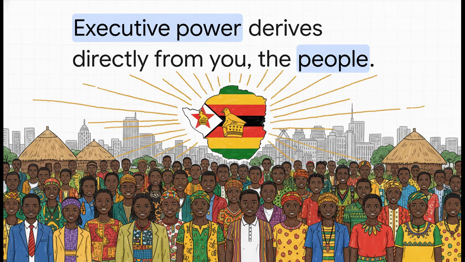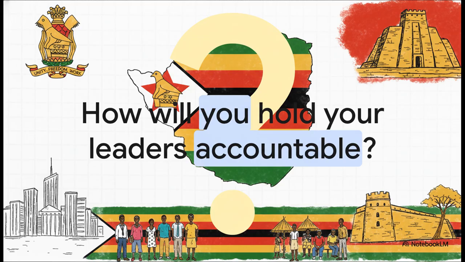But Section 88 reminds us of the most beautiful truth in the whole document. All executive power comes directly from you, the people of Zimbabwe. The leaders only have power because the people lend it to them. Understanding Chapter 5 really empowers you. It shows you exactly what your leaders are supposed to do and the strict rules they must follow.